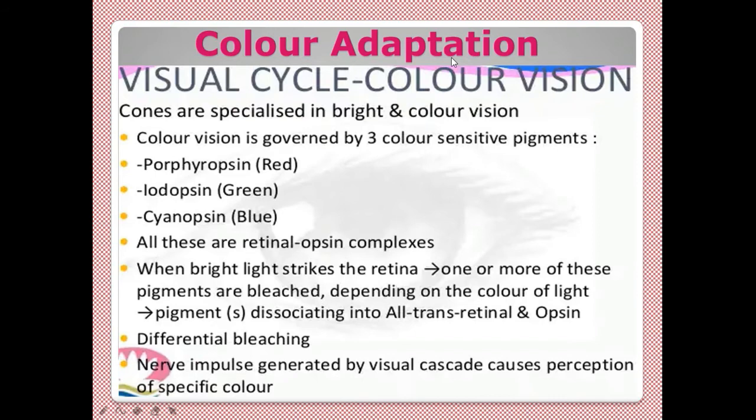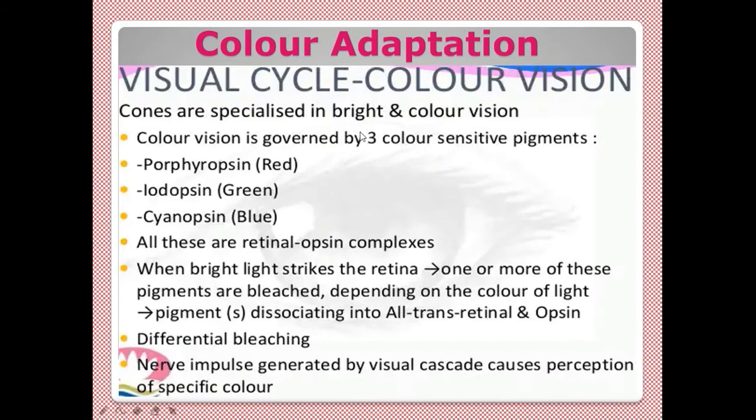So we come to the last topic, color adaptation. How are you going to visualize the colors surrounding you? That is because of the visual cycle which happens in the cone cells, called the visual cycle of the cones. Because of that, your color vision is possible, and color adaptation is also possible. You are able to differentiate blue color, red color, green color, black color, like that. That is done through this visual cycle, color adaptation.